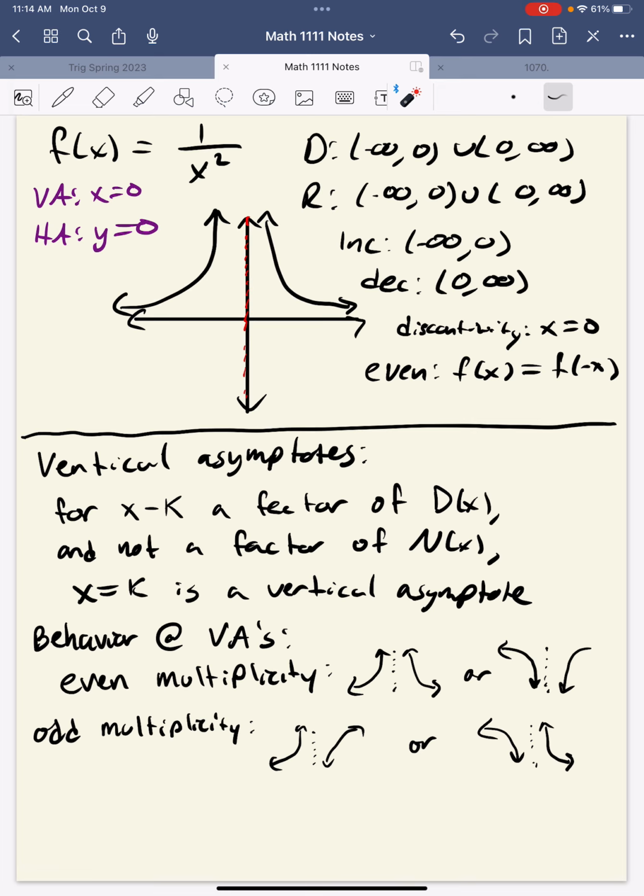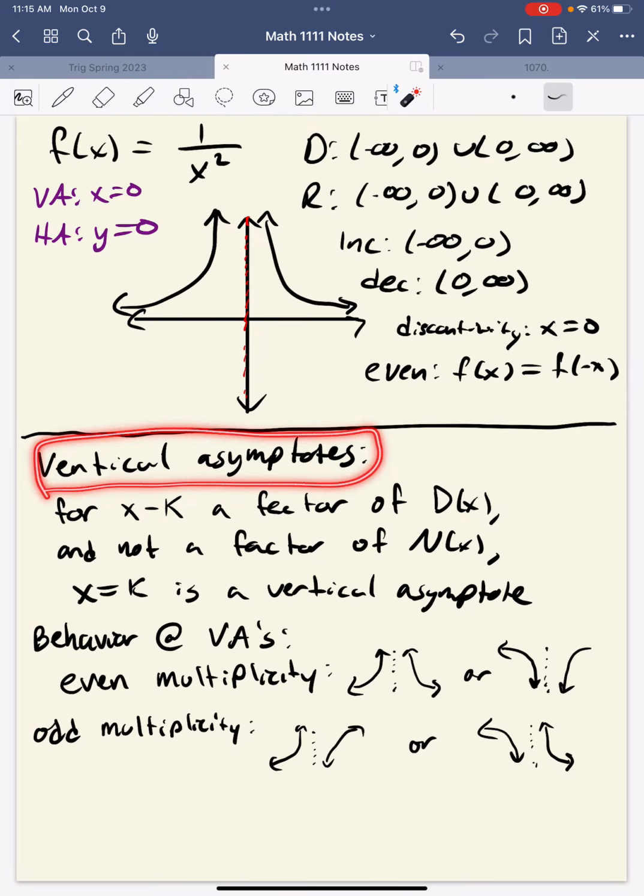The next function we're going to take a look at is 1 over x squared. It has a VA at x equals 0 as well, has an HA at y equals 0. It is increasing on negative infinity to 0, decreasing on 0 to infinity. The domain and range are the same as the reciprocal function. There's a discontinuity at x equals 0, and it is continuous on its entire domain. This function is even, meaning f of x equals f of negative x, and it has y-axis symmetry, so if you folded it vertically, the graph would be on top of itself.